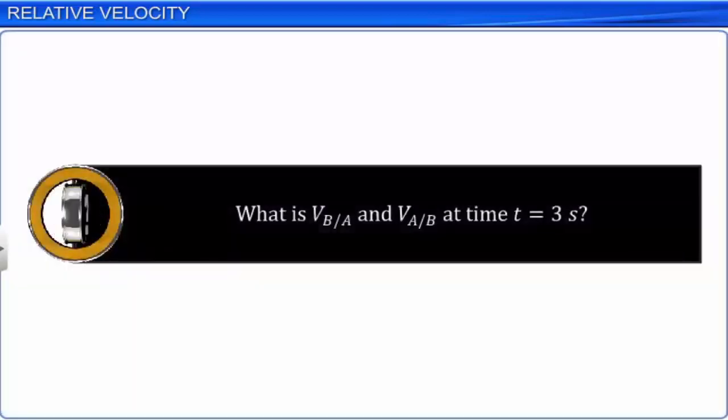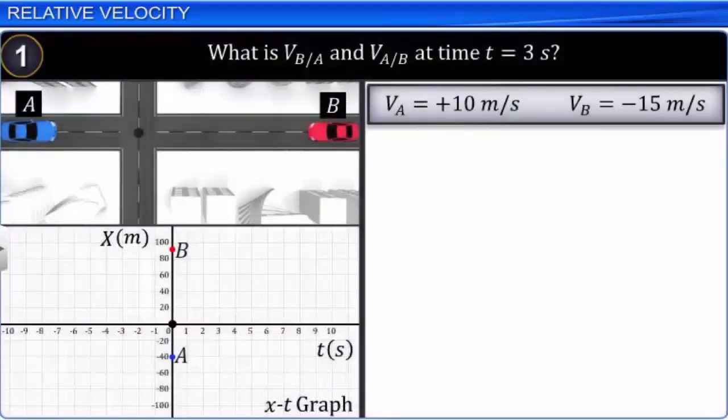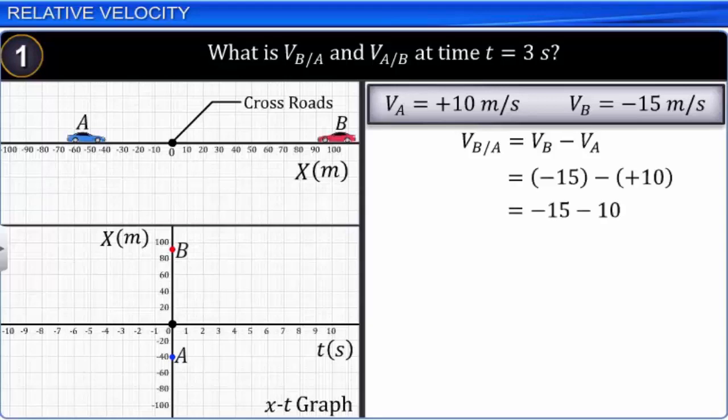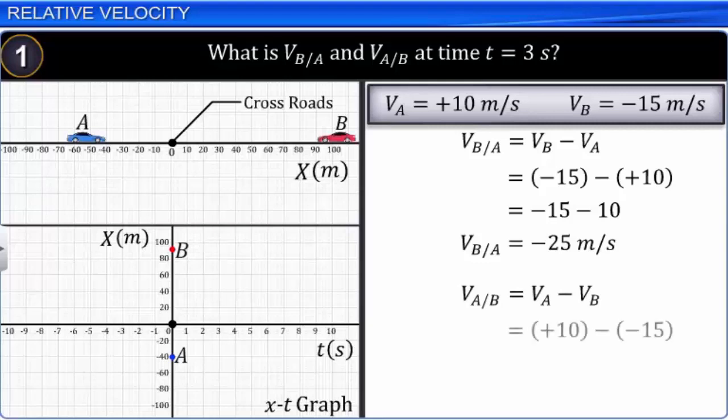1. What is VB by A and VA by B at time t equal to 3 seconds? VB by A is equal to VB minus VA. By substituting and simplifying, we get VB by A equal to minus 25 meters per second. Similarly, VA by B is equal to VA minus VB. By substituting and simplifying, we get VA by B equal to plus 25 meters per second.